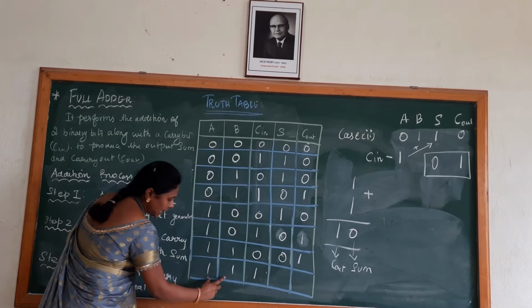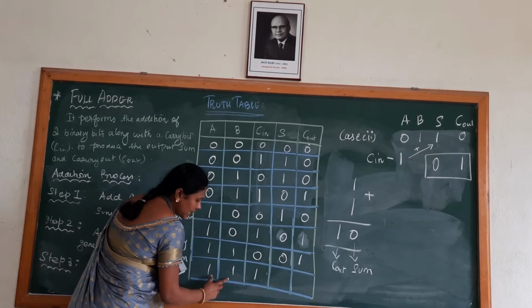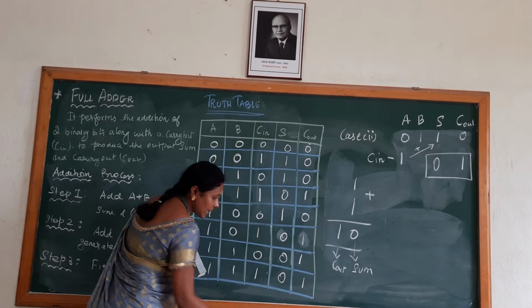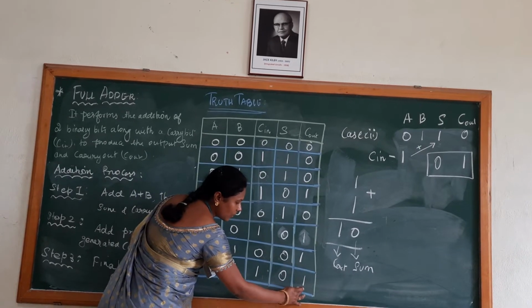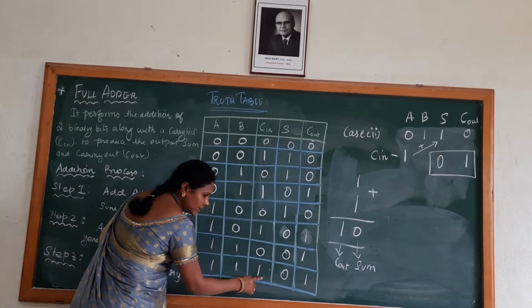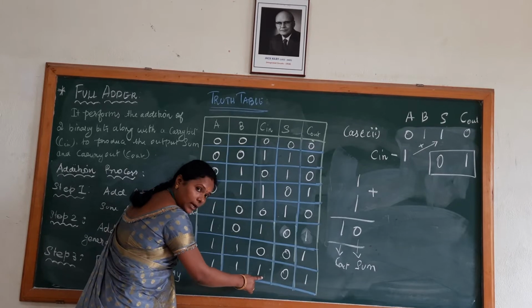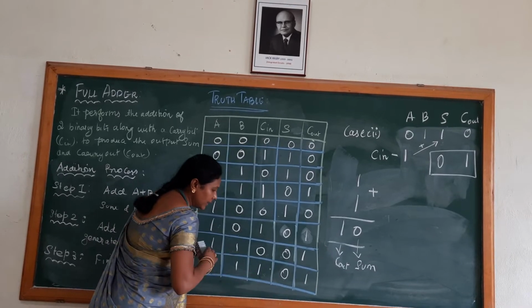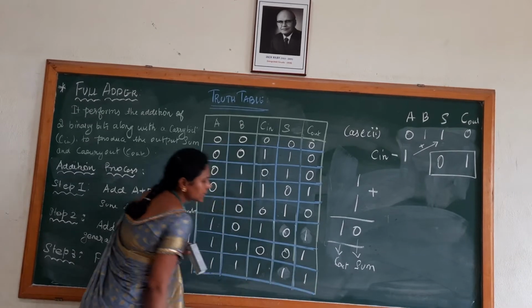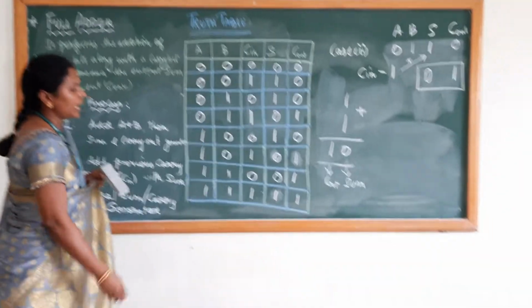The same case, if the previous carry is 1 now, what will happen? First, it will perform the addition of A and B. 1 plus 1 is what? 0, 1. Sum is 0, carry is 1. And again this would be added with the previous carry. If the previous carry is 1 now, then 0 plus 1, there is a change. It's 1. So this is how the truth table arises.